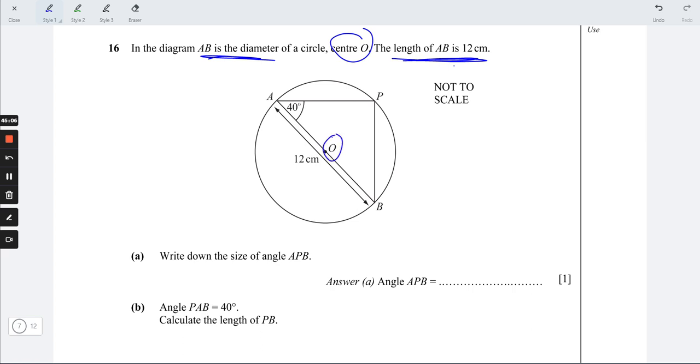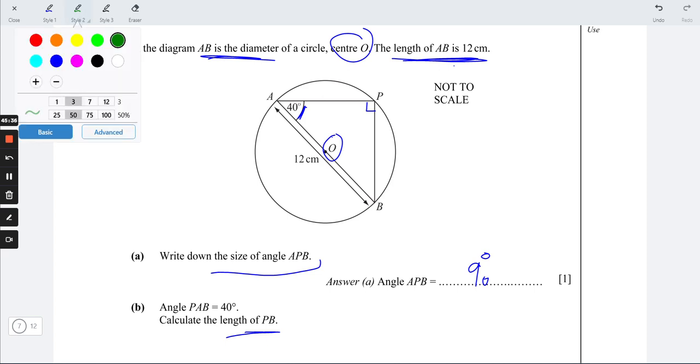Now they want us to find the size of angle APB. This is angle APB, this angle here. For sure it's 90 degrees because it's opposite to the diameter and on the circumference of the circle, so this angle is always 90 degrees. Now they are saying part B, angle PAB equals 40. Here we have 40 degrees. Calculate the length of PB. They need to find out the length PB.